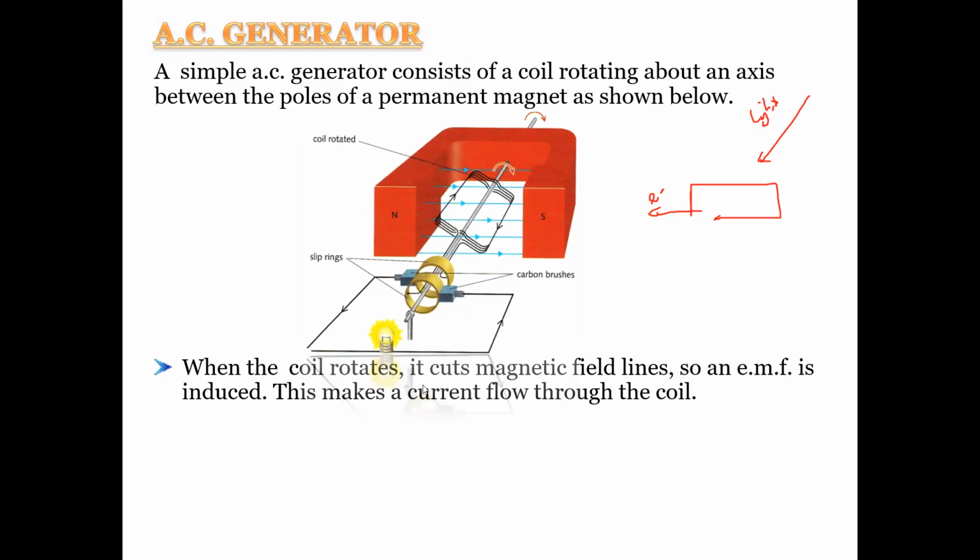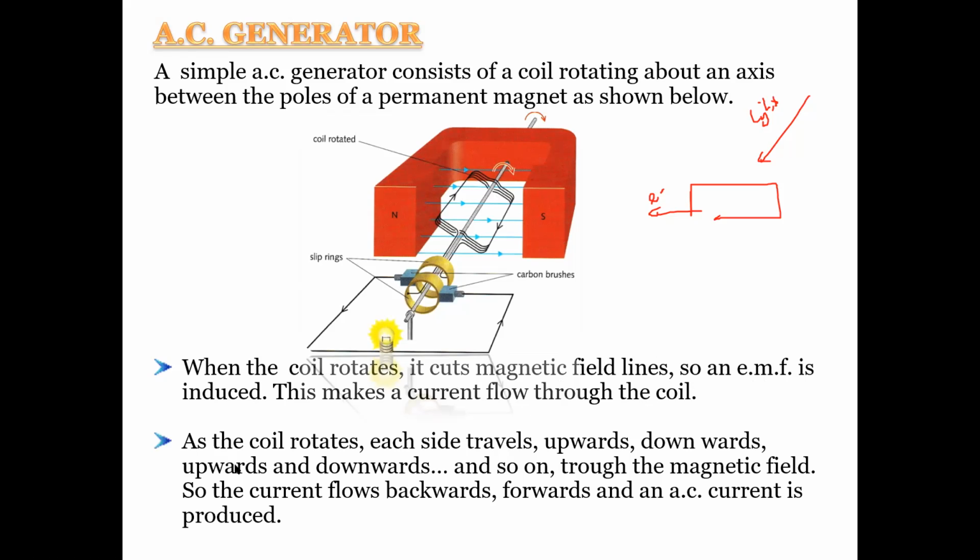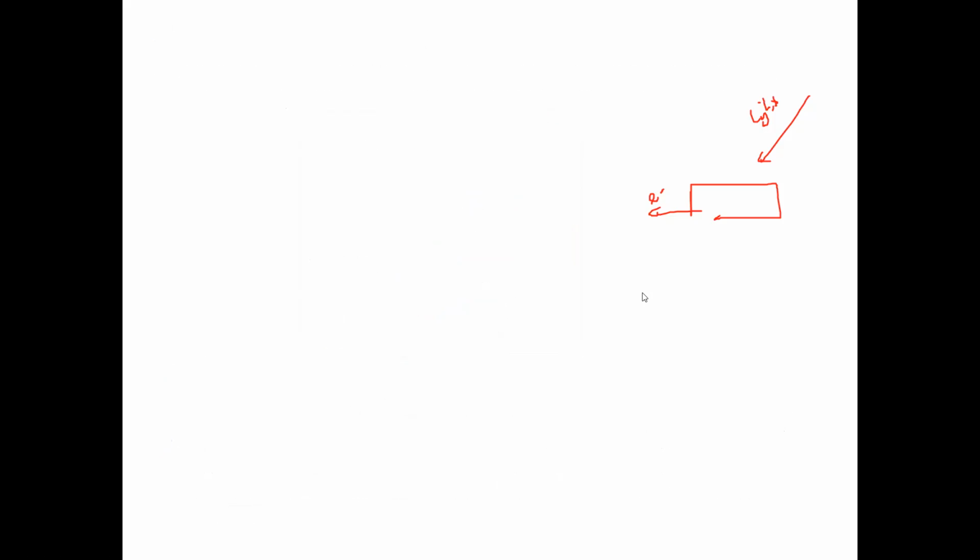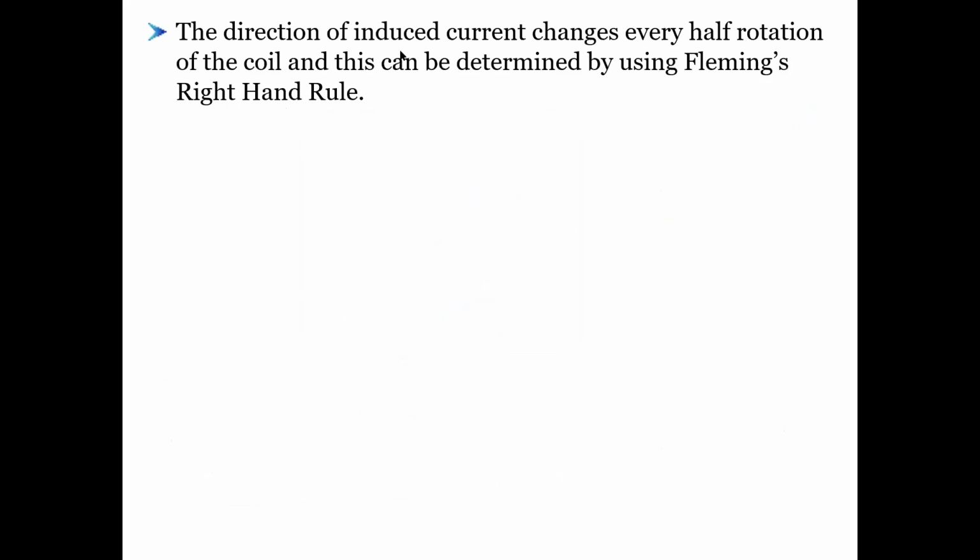So what happens when the coil rotates? It cuts the magnetic field lines, and so EMF is induced that makes a current flow through the coil. And as the coil rotates, each side travels upward and downward and so on. So the magnetic field is continuously changing, so the current flows backward and forward, and that is why we call it alternating current, because the current continuously changes direction, we call that AC.